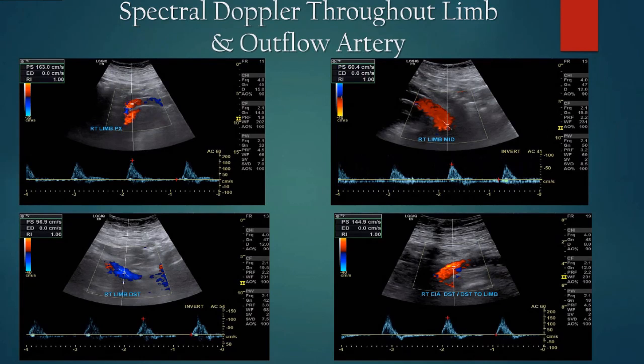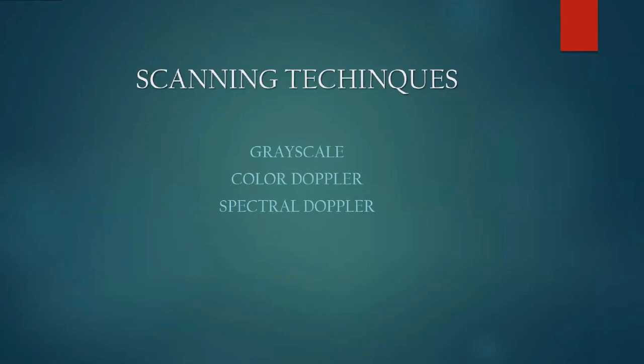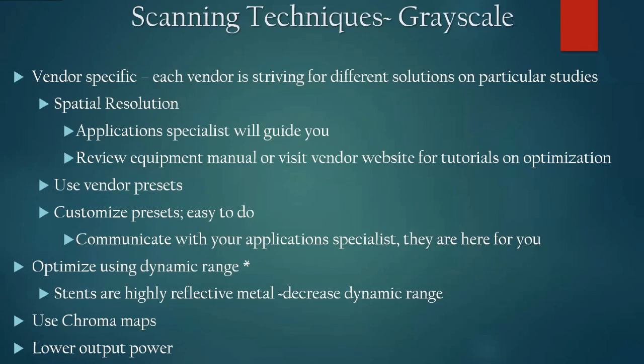And you might think these images are a little not textbook perfect, but we're at 10 centimeters deep. So this is a little bit of a challenging exam. But they're parallel to the flow, and there are no velocity shifts. So next we're going to talk about the scanning techniques for grayscale, color, and spectral Doppler. And these are some suggestions that are going to hopefully help with your image quality and seeing what we need to see on these studies.